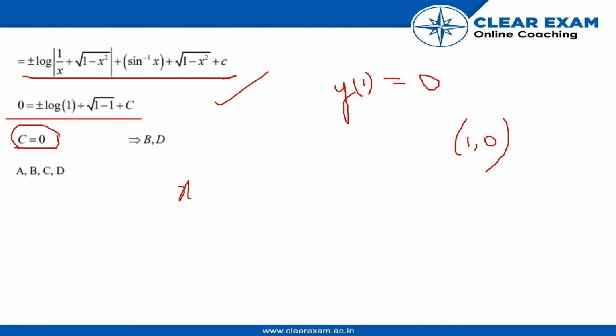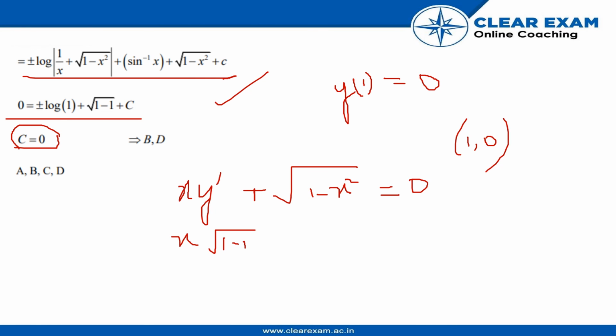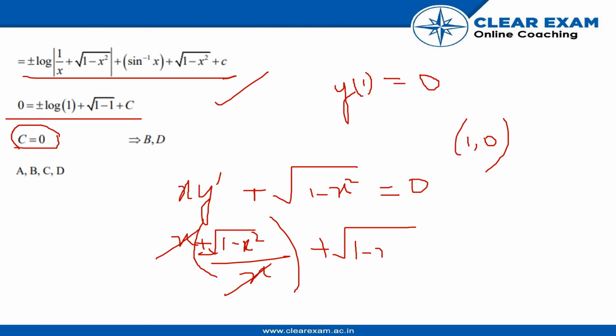Now in option 4 we've been given that x y dash plus root 1 minus x square is equal to 0. So let's check if this is correct. As we've just calculated recently, y dash is equal to root 1 minus x square divided by x, which gets cancelled out, which is equal to plus minus. So from here we get that it's equal to 0. Therefore this term is also correct. So the answers are B and D.